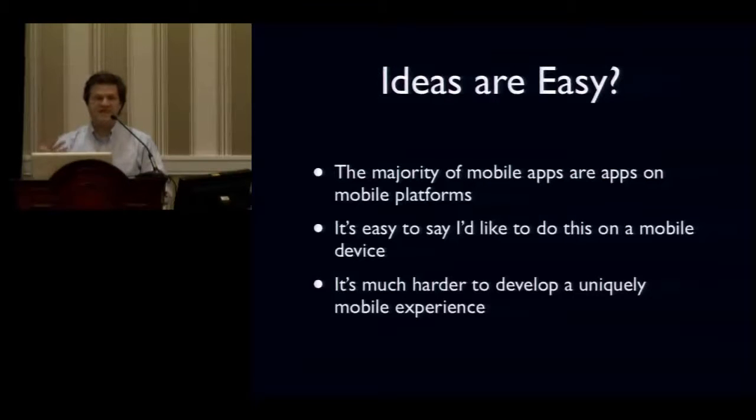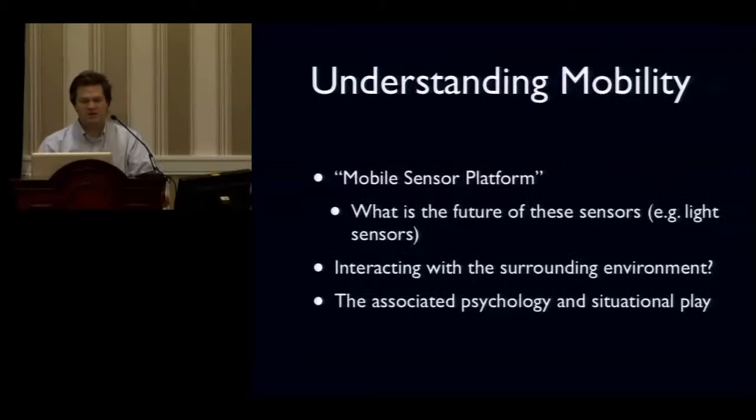So ideas are easy in that sense. The majority of mobile apps are basically apps on mobile platforms. It's easy to say, I'd like to just do this, but do it on a mobile device. It's much harder to make that unique mobile experience. So when you have to start to define what a unique mobile experience might be, I really am spending a lot of time thinking about these as mobile sensor platforms. And if you look at the trajectories of where things are going, we're going to see more and more ability for these things to sense the environment, to sense the person that they're dealing with.